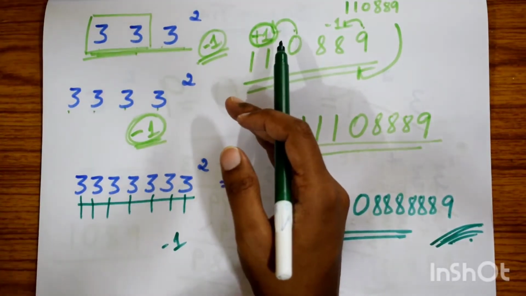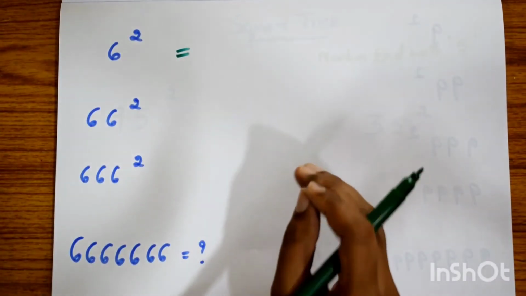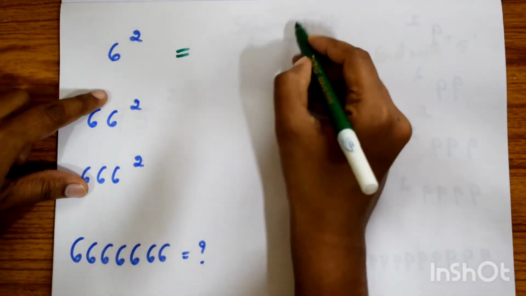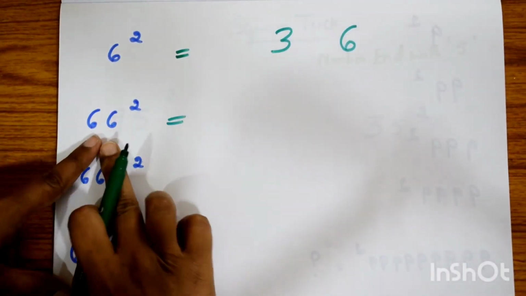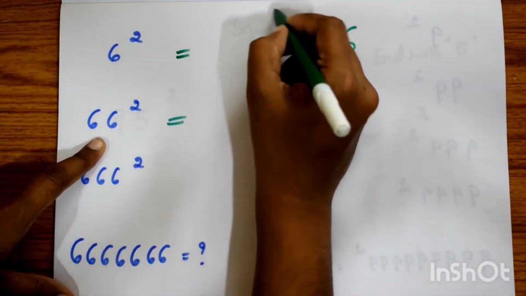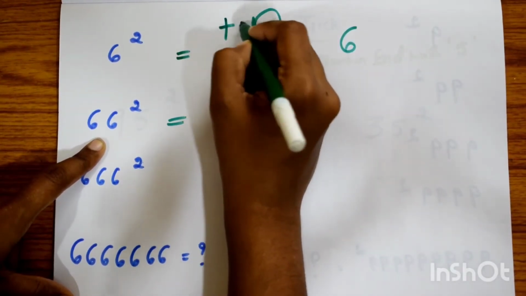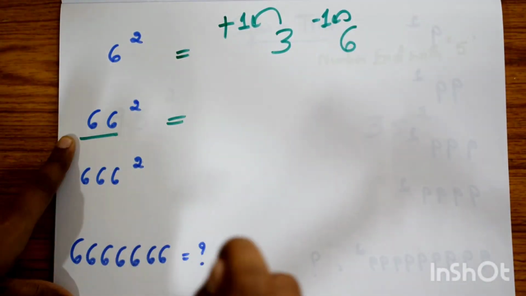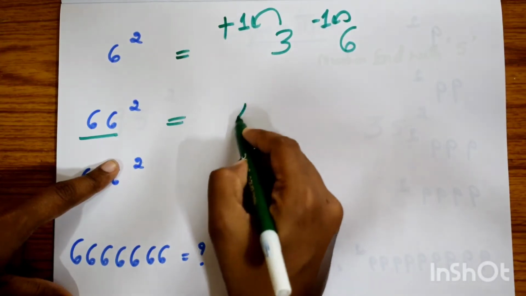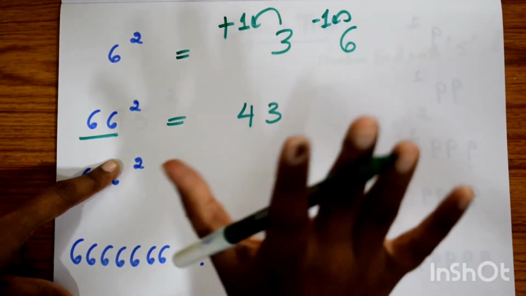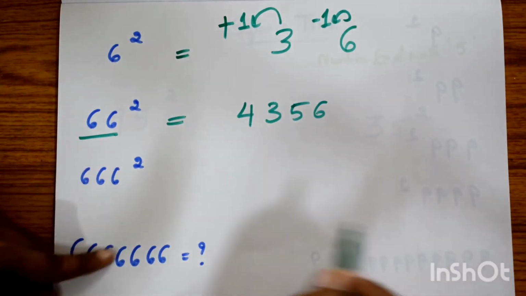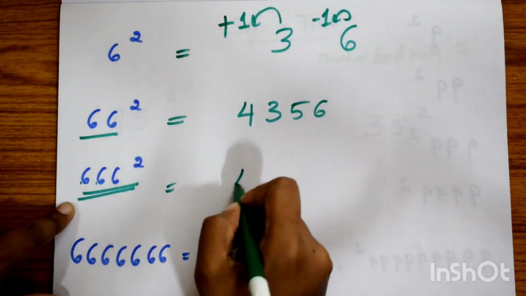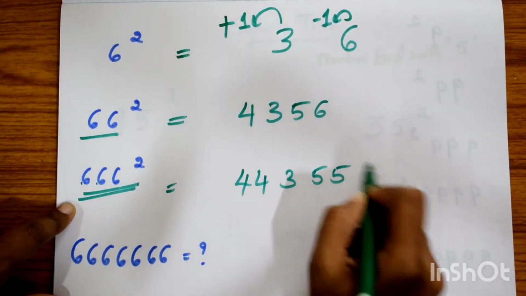Okay, let's try number 6 for this. So you already learned the trick in 3. So we will just implement it on 6 here. So 6 square is 36. Okay, 66 square. What we have to do? Plus 1 and minus 1. And here 2 digits are there. Minus 1 means one time you have to write. So 3 plus 1 is 4, 4, 3. 6 minus 1 is 5, 5, 6. That's it. Okay. This is 3 digits. So we have to write 2 times. So 4, 4, 3, 5, 5, 6.